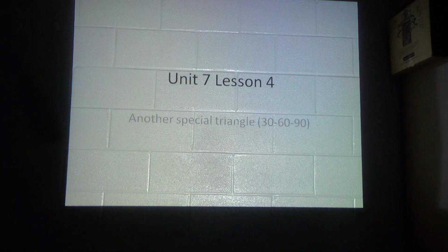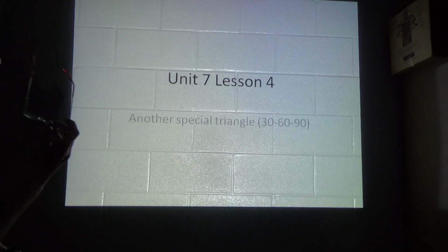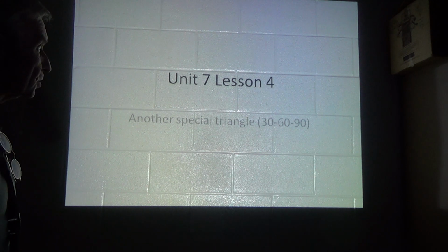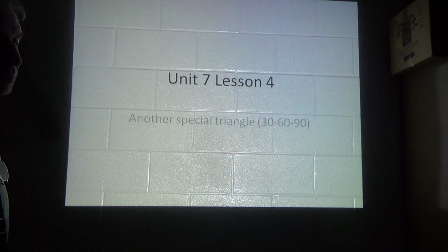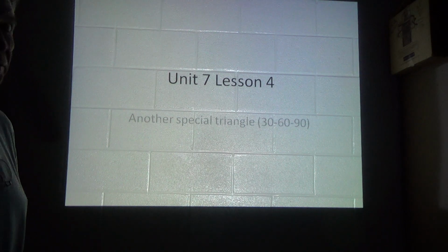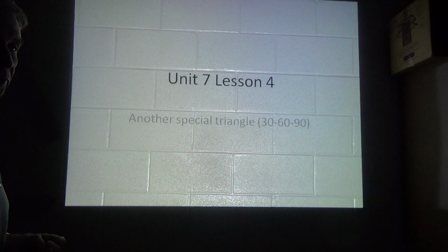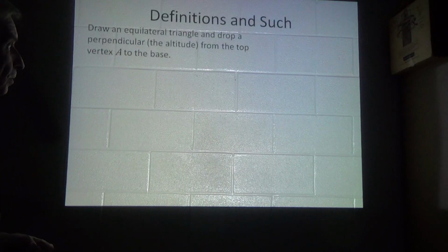Okay, this is Unit 7, Lesson 4. This is another special triangle. This is a 30, 60, 90 triangle. What we learned about the 45, 45, 90 is a good one, but this one is something else that will complete a lot of your toolkits. So here's what we got.